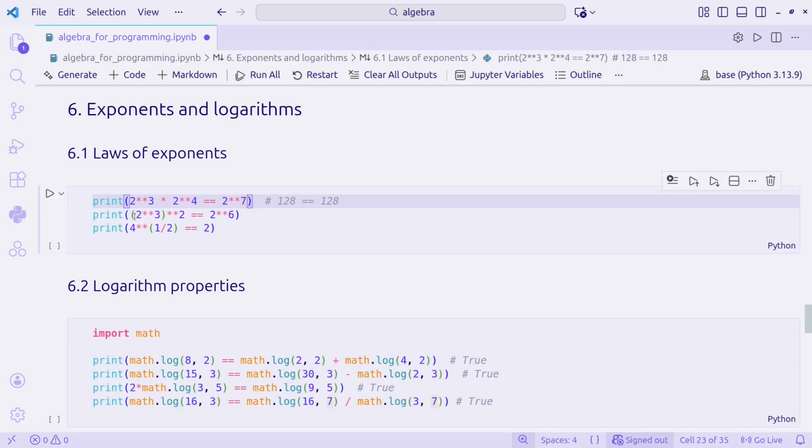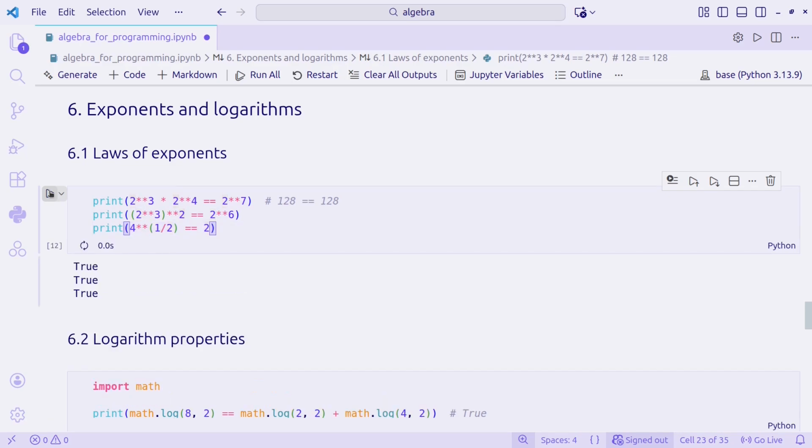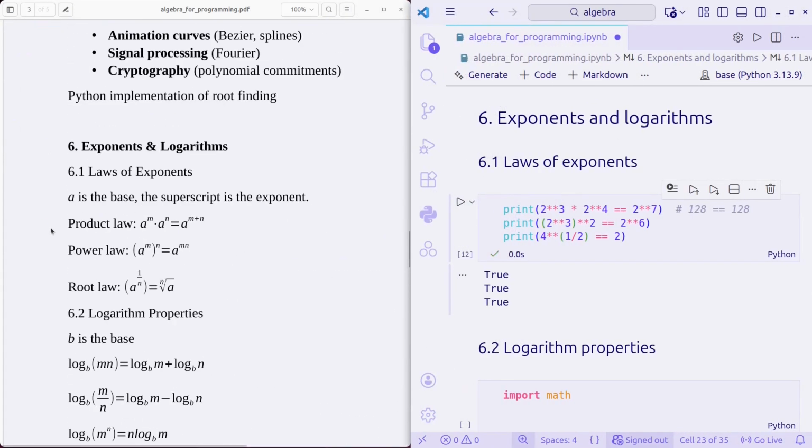And how about the rule here? 2 to the power of 3, and then the whole thing to the power of 2, should be equal to 2 to the power of 3 times 2, which is 6. And how about the final one? 4 to the power of 1 over 2 should be just 2. So let us see if all these things are true. Yes, all these things are true. That means I'm able to verify the laws of exponents by using Python. These rules can be verified by using the Python code here.